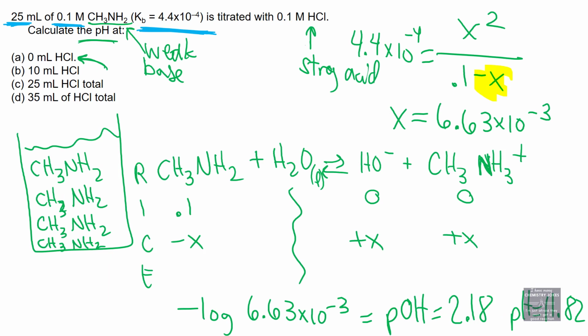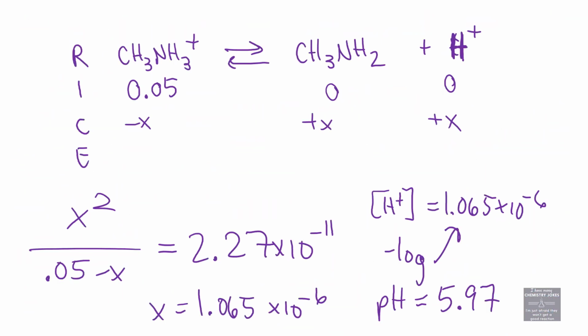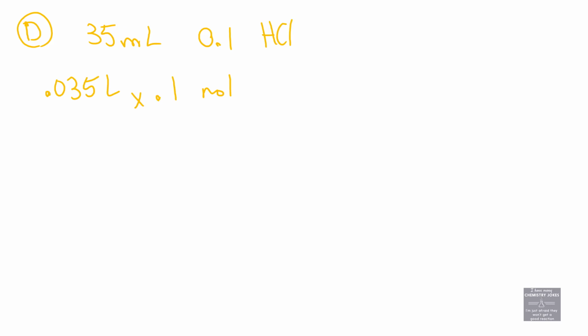35 milliliters of HCl total. So many slides. 35 milliliters of HCl total. That's point B, 35 milliliters HCl. 0.035 liters. 0.1 moles per liter. 0.0035 moles H plus. It's strong.